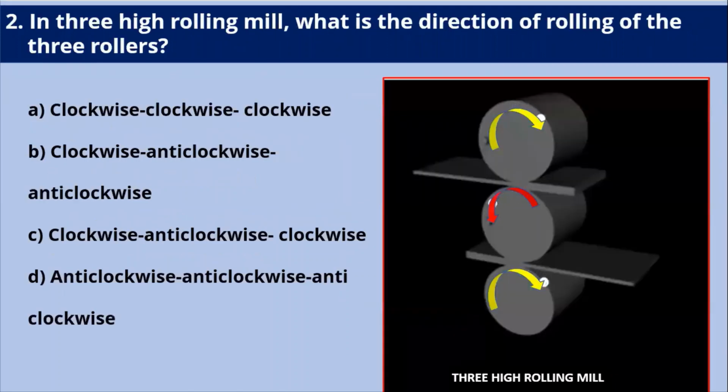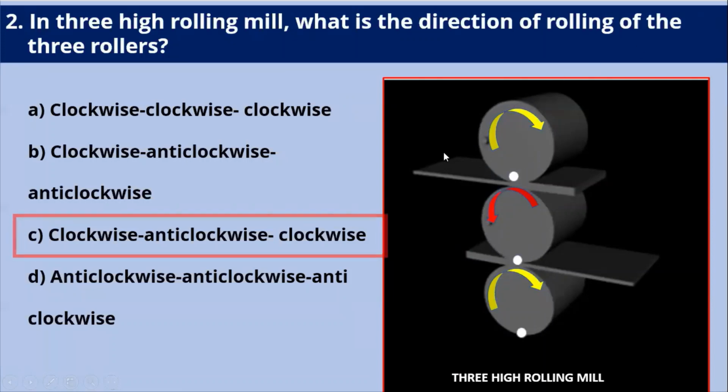Next question. In three high rolling mill, what is the direction of rolling of the three rollers? So if you see in this diagram, in the three high rolling mill, the direction of the roller in the top and the bottom are same, and the direction of the roller in the middle is opposite to the remaining two. And that's why we can say that our answer is, you can see the clockwise, anti-clockwise and the clockwise direction of the three rollers. Next question.